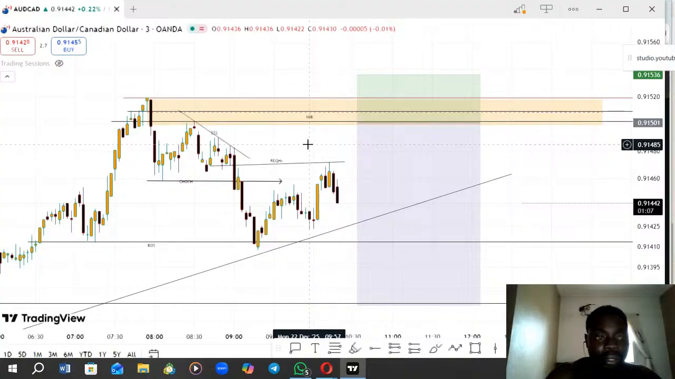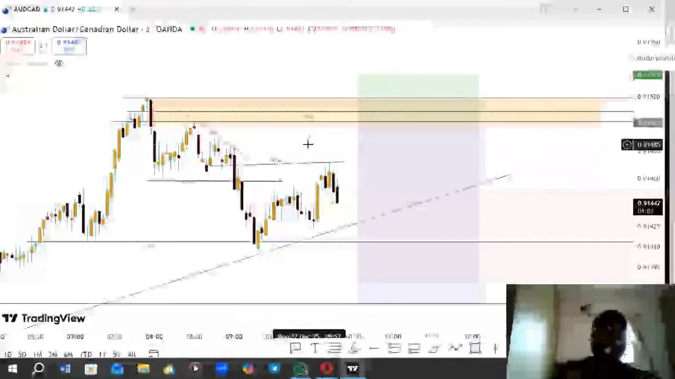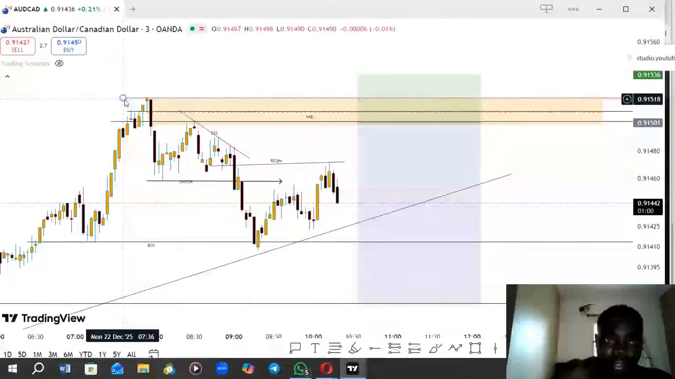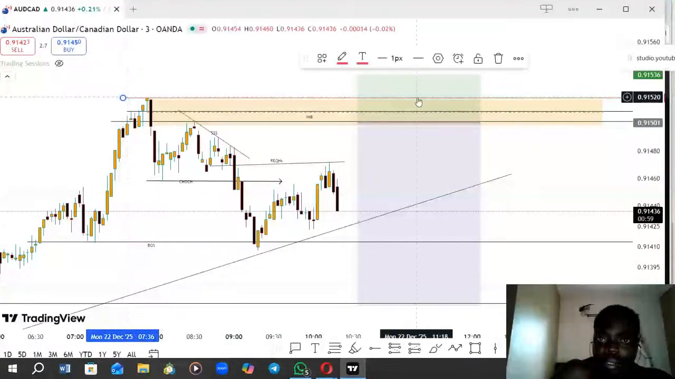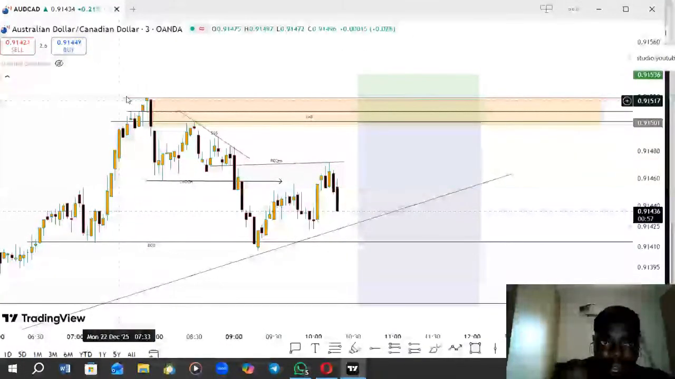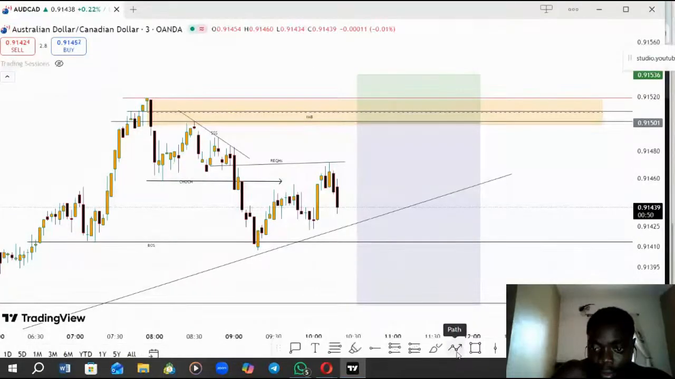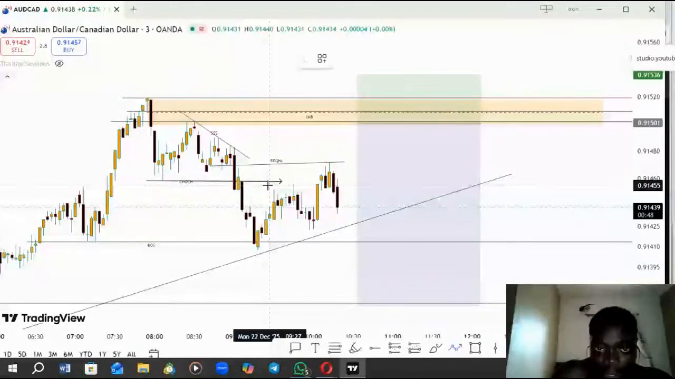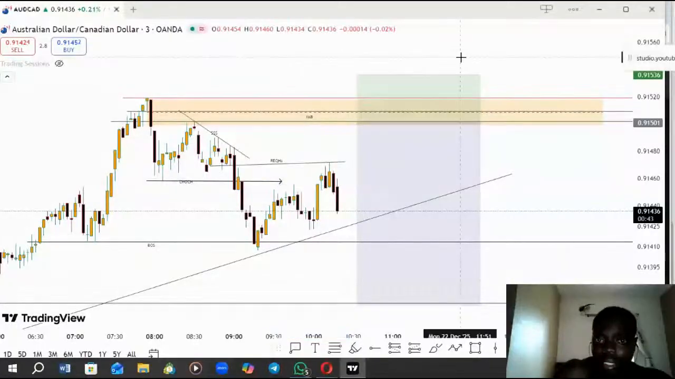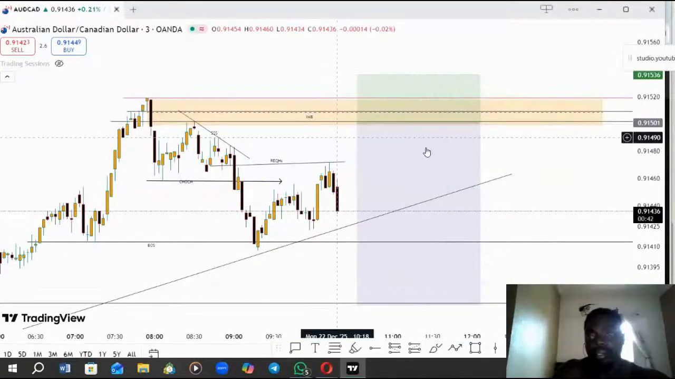You want to sell from there. You don't want to sell from where price is now, because you now know that this high here, this red line, is your swing high. You cannot consider this a shift in market structure. You can't consider that a shift, that is inducement.